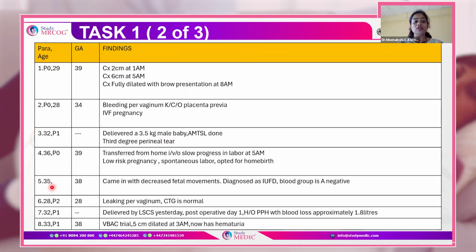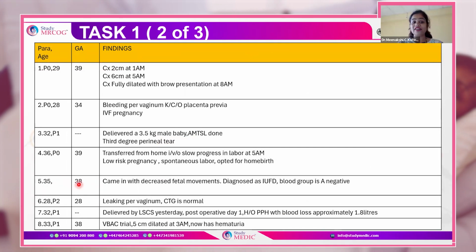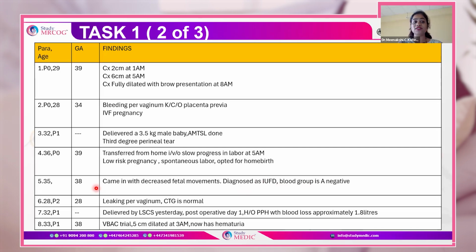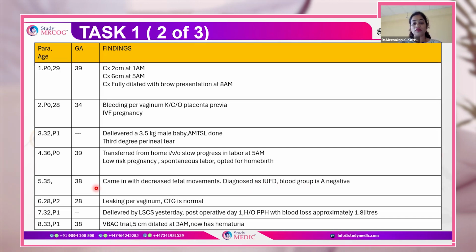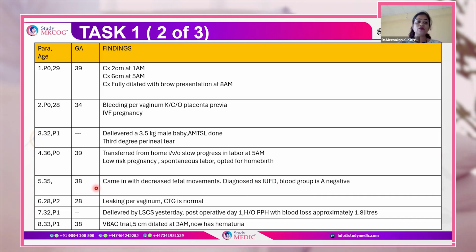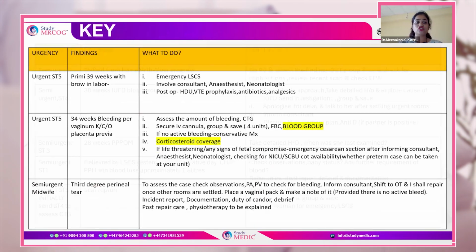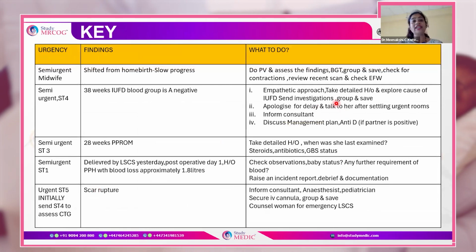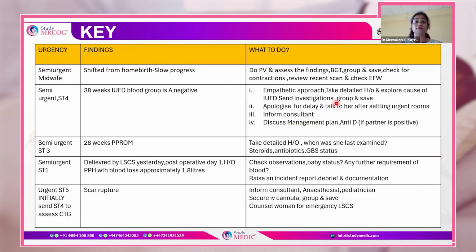And then you've got a 35-year-old who is at 38 weeks of gestation, who's come with decreased fetal movements, diagnosed as IUFD. So you can just say that room number 5 is a semi-urgent case of IUFD with rhesus negative blood group. So you can send in your junior initially to just take the history. Okay, take the history initially, have an empathetic approach. Take a detailed history to understand what the possible cause was, like why there has been an IUFD.